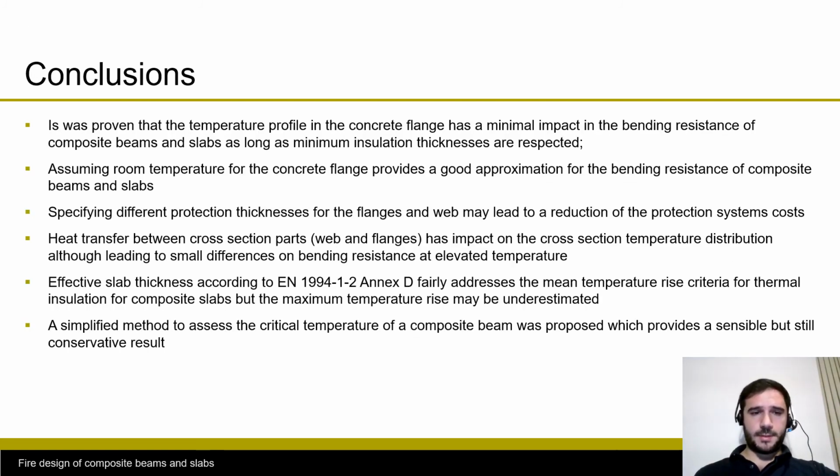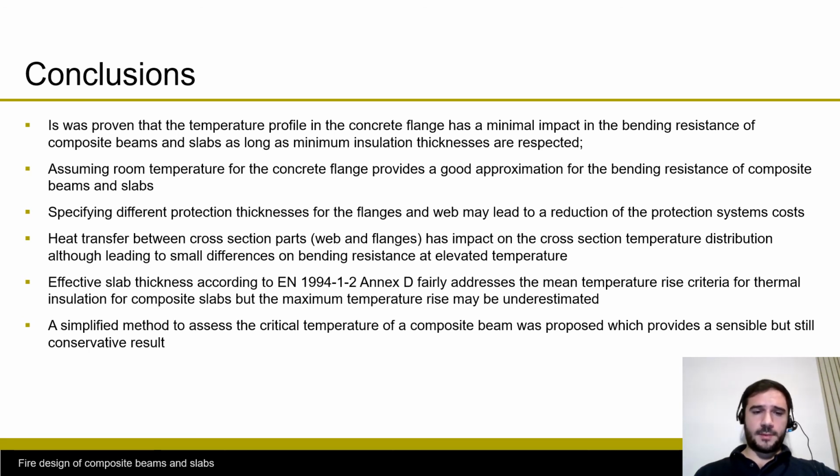So as main conclusions, I would like to highlight that it was proven that the temperature profile in the concrete flange has a minimal impact on the bending resistance of composite beams and slabs, as long as the minimum insulation thicknesses are respected. So assuming room temperature for the concrete flange provides a good approximation for the bending resistance of composite beams and slabs. Specifying different protection thicknesses for the flanges and web may lead to a reduction of the protection system costs. The heat transfer between cross-section parts, so web and flanges, has impact on the cross-section temperature distribution, although leading to small differences on the bending resistance at elevated temperature.